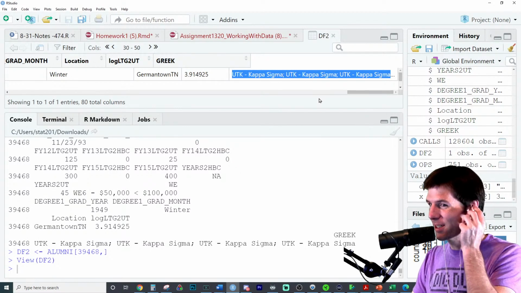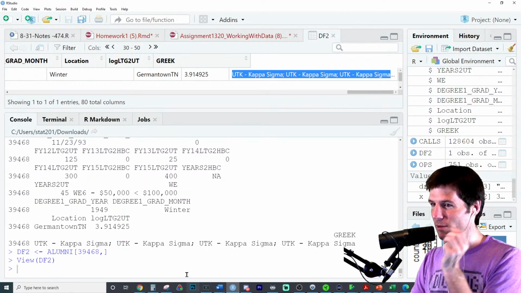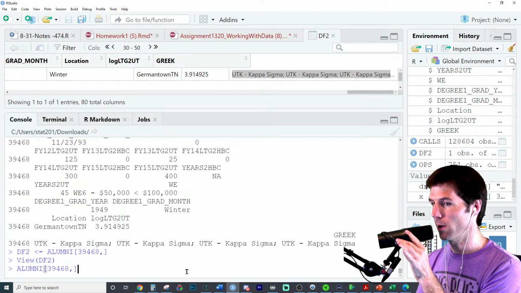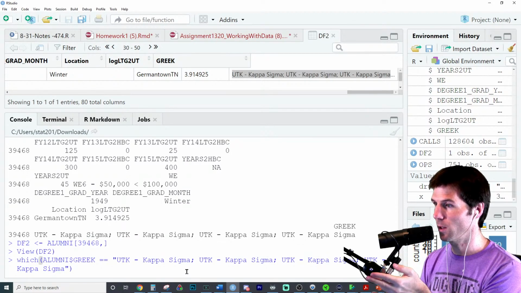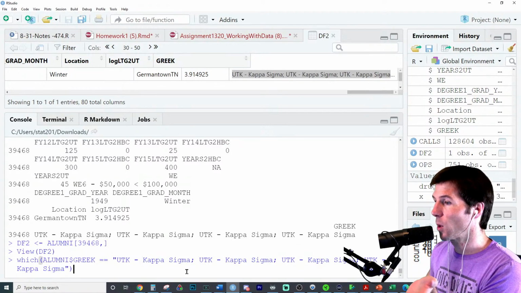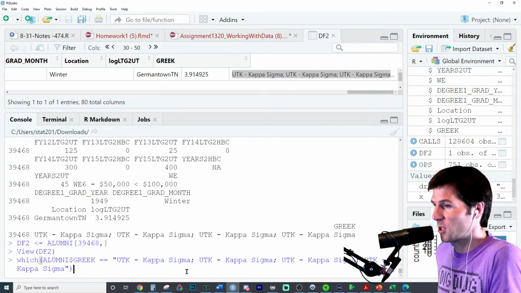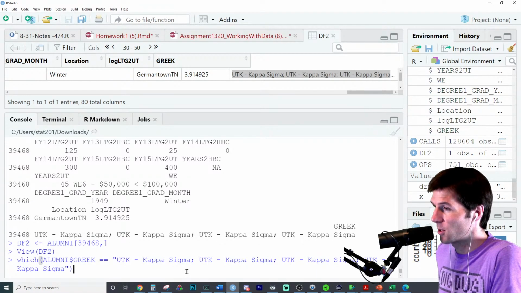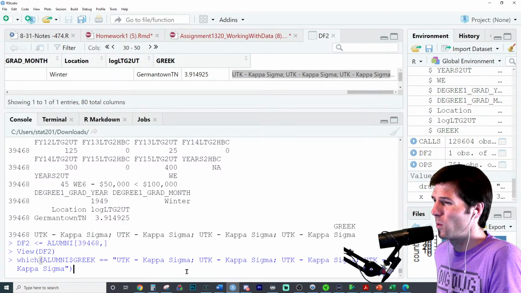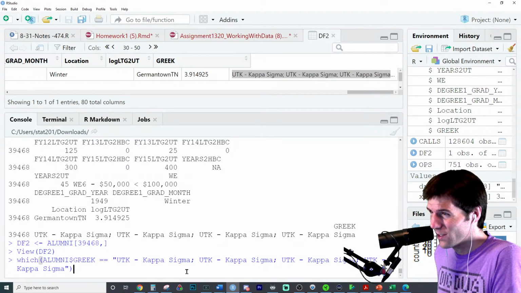I know, right? The which function returned to me which individual this is. If you look at the function I wrote right here, I found which individual had the report of being UTK Kappa Sigma, repeated several times. You literally asked someone, what fraternity or sorority are you? And they gave that repeated answer. And you're like, what?